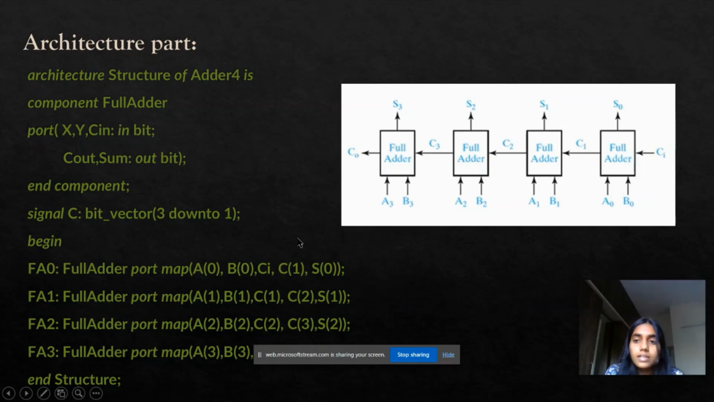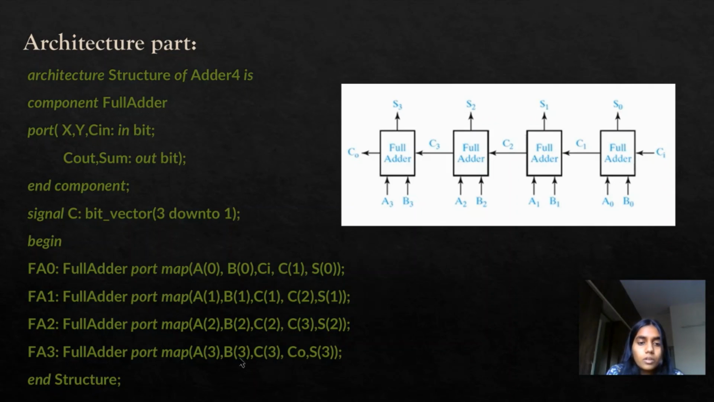As you can see, A0, A0, B0, B0. Ci is the Ci. C1 and S0 are C1 and S0, the outputs. So this is for the first full adder. Coming to the second full adder, I access the same code, but I change the inputs and the outputs. So it is A1, B1, C1, C2, S1. Similarly with the third full adder and the fourth full adder. For the fourth full adder, A3, B3, C3 are the inputs, and CO, which is the C output, and S3 are the outputs.